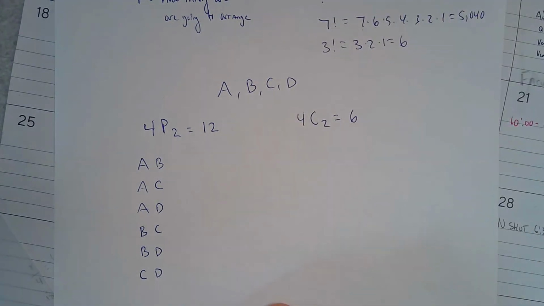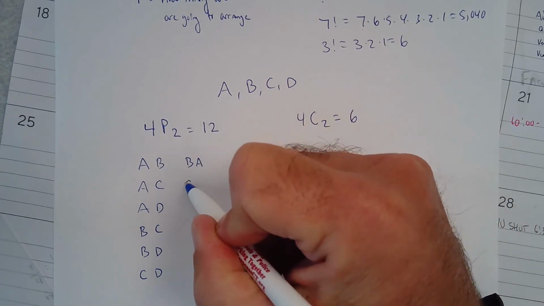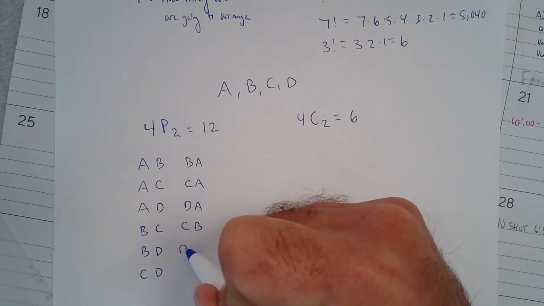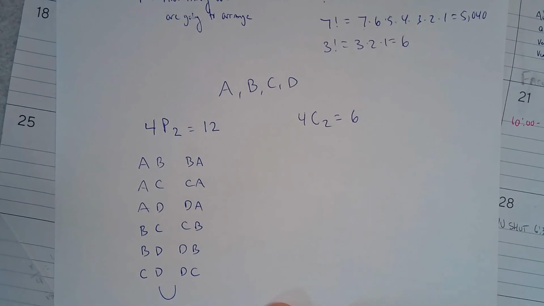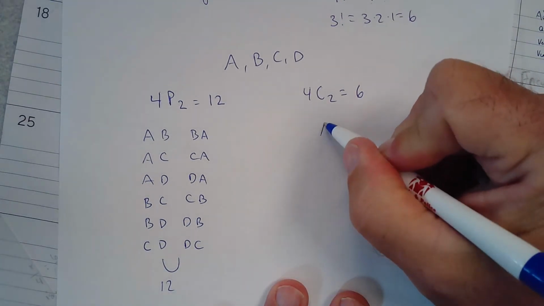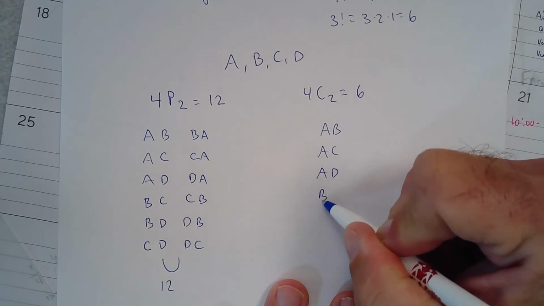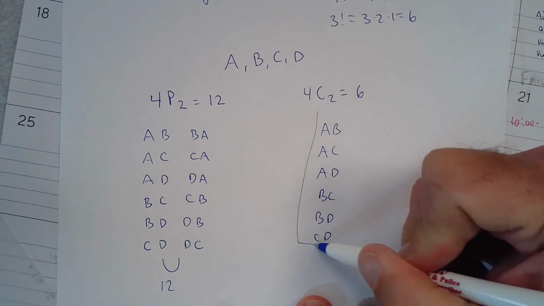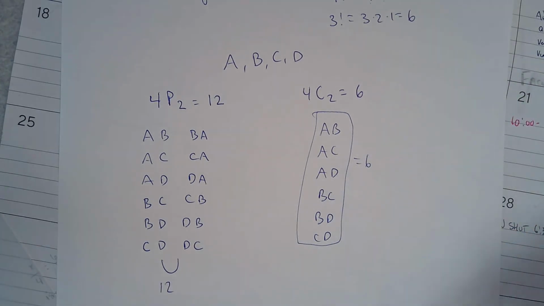Now, if order matters, that means AB and BA are different. AC and CA are different. So when I flip these letters around, that's a different order, and that's why I have 12 possibilities there. With a combination, we don't care what the order is, so there's only 6 possibilities, because AB and BA mean the same thing if the order doesn't matter.